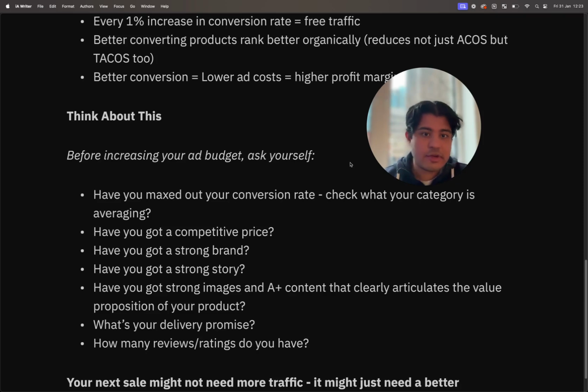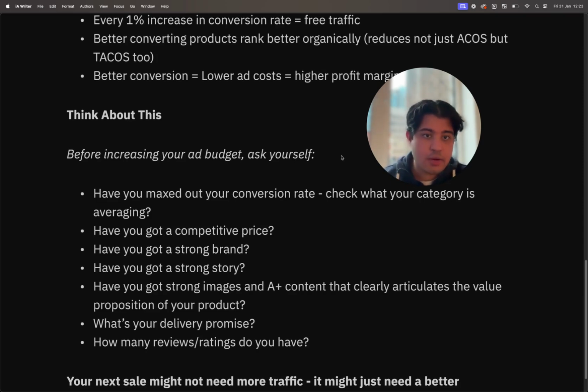Check what your category is averaging. I'll do another video on how to check how much your category is averaging in terms of conversion rate. Have you got a competitive price? Have you got a strong brand? Have you got a strong story? Have you got strong images and A+ that clearly articulate the value proposition of your product? Not just having A+ for the sake of having A+, but making sure that your A+ is really strong.